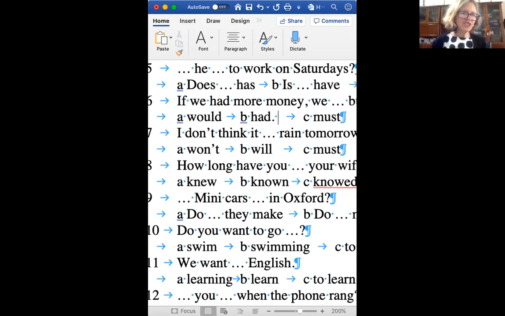This is second conditional. So is it real or unreal situations? Can anyone remember? Yeah, that's right, unreal. So it means do they have money or no money? Yeah, that's right, no money. So here we say for unreal situations.